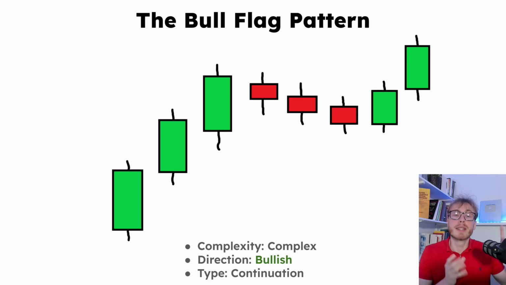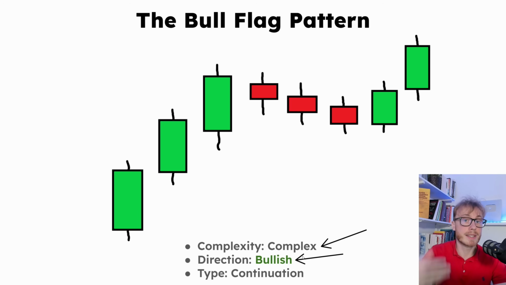All right, guys, so now it's finally time to take a look at the bull flag pattern. And this right here is one of the best candlestick patterns out there. You may wonder why. Well, this pattern appears super frequently in the market. It's a reliable pattern, and if you understand it, it's also relatively simple to trade. But first of all, this right here is a complex pattern because it consists of multiple candlesticks. The direction here, as you can hear on the name, is bullish, and the type here is continuation.